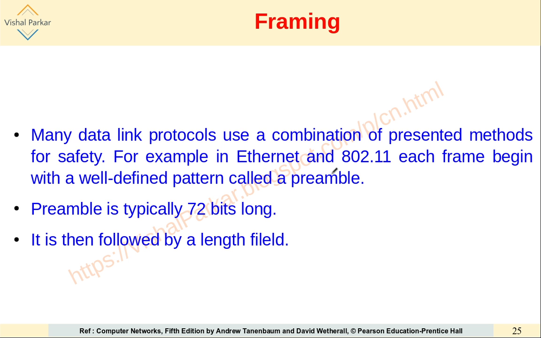For example, in Ethernet or Wi-Fi, that is 802.11, frames are delimited with what is called a preamble, and that preamble is 72 bits long. That preamble is then followed by a length field. The preamble will be something like a flag byte or flag bits pattern, and then it adds the byte count method's length field. So it's a combination of flag bit or flag byte with byte count.